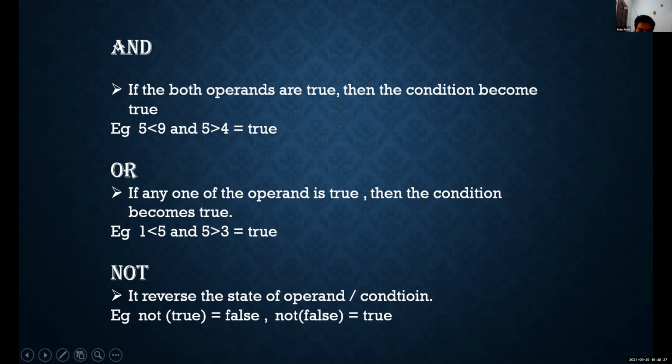Not. It reverses the state of the operand or condition. Example: not True is equal to False. Here in the bracket it is true, then it is false. The next one is not False is equal to True.